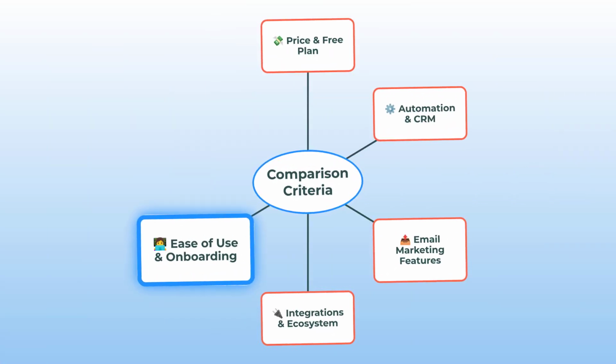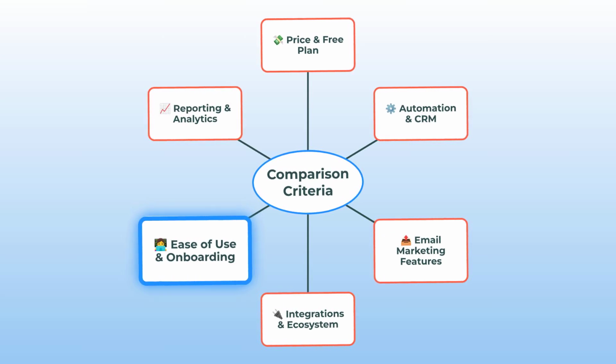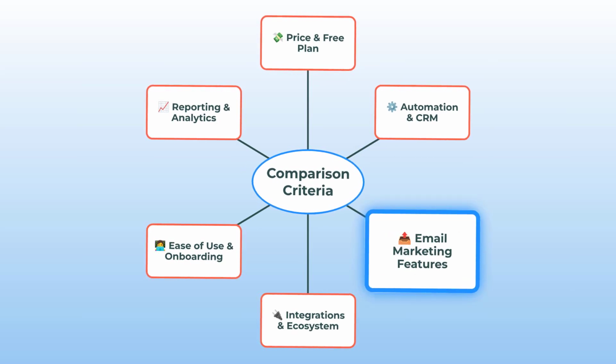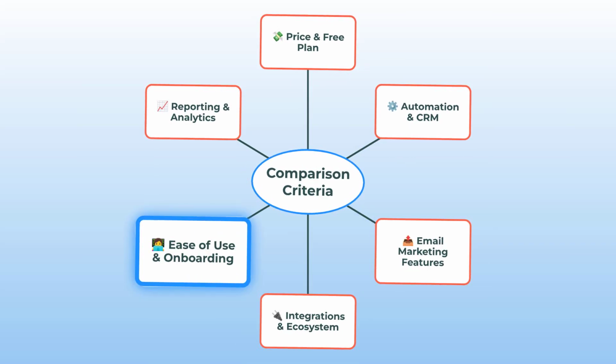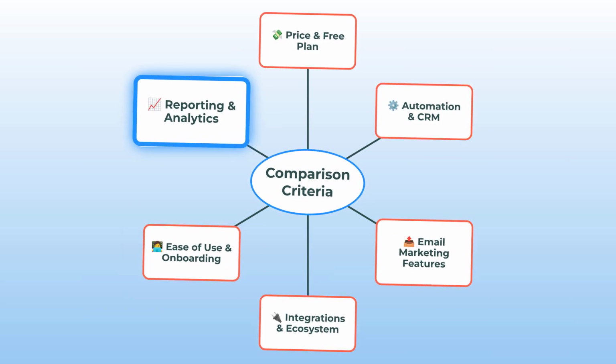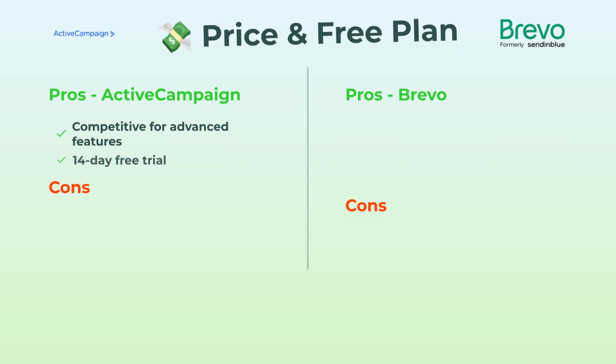We're comparing ActiveCampaign and Brevo across 6 big categories: price and free plan, automation and CRM, email marketing features, integrations and ecosystem, ease of use and onboarding, and reporting and analytics. Ready? Let's hit each one step by step. So, first up, price and free plan.